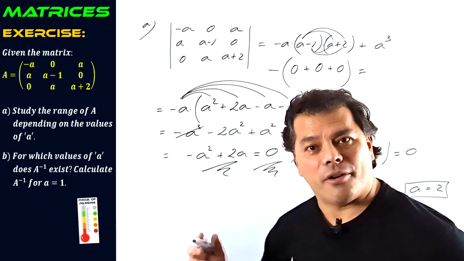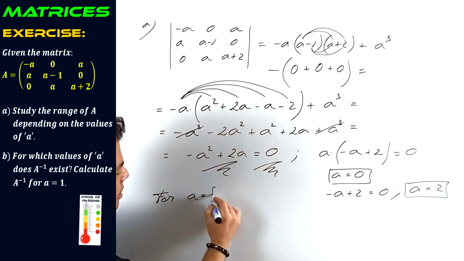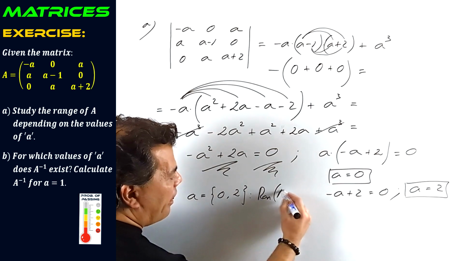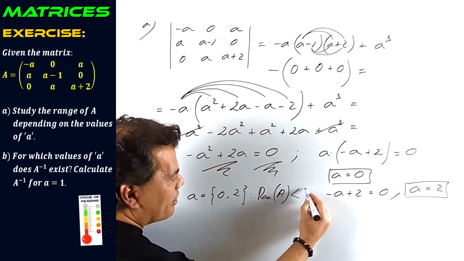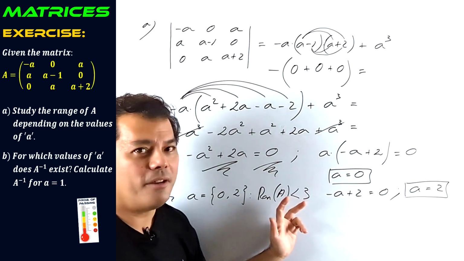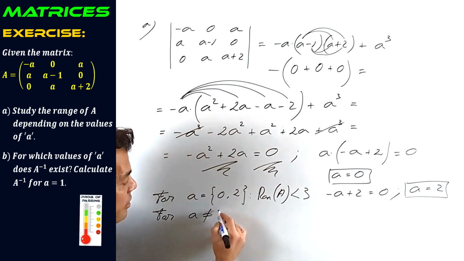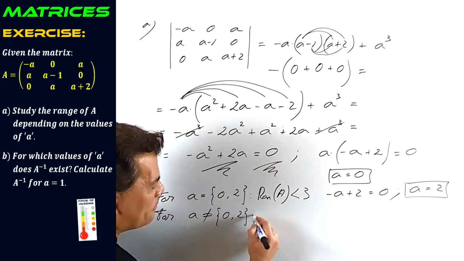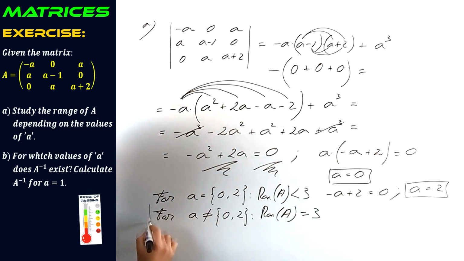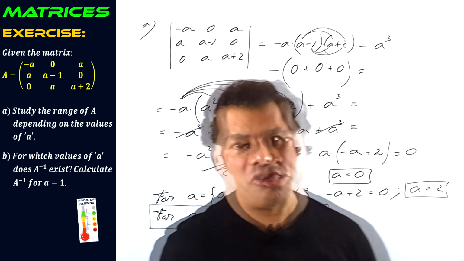Please think about it, and we are going to write the following. For our parameter a being 0 or 2, the range of A is not 3. Perhaps it would be 2 or 1, but not 3. And on the contrary, for our parameter different from 0 or 2, the range of A equals 3. And this is the most important thing that we have for this section.